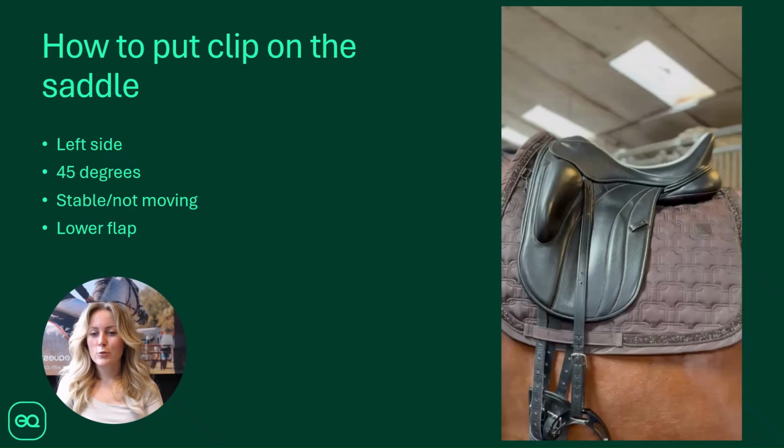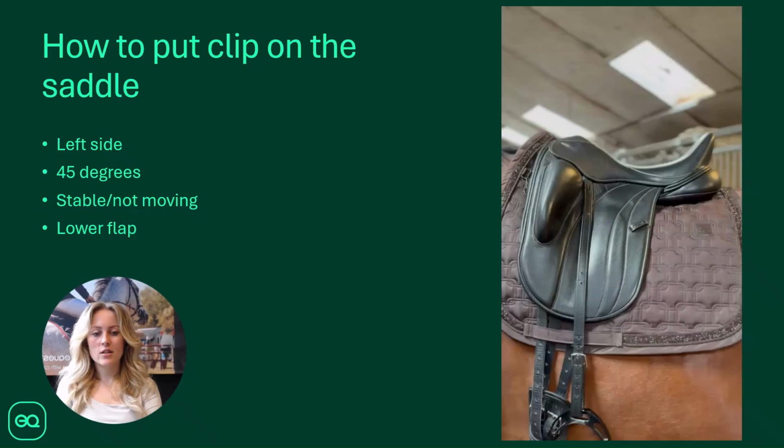When you want to ride with the saddle clip, it is nice to know how to put the saddle clip on your saddle. You need to know that you always need to place it on the left side of the saddle. You need to make sure that it is not placed in an angle more than 45 degrees, horizontal and vertical. And you also need to check if the clip is stable and cannot move.